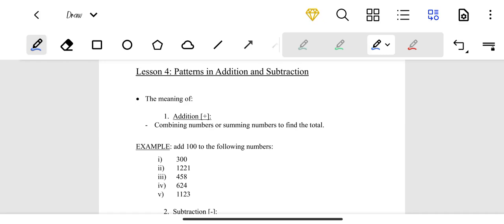Greetings. In today's lesson, I want us to look at patterns in addition and subtraction. So it is important to firstly determine the difference between addition and subtraction.